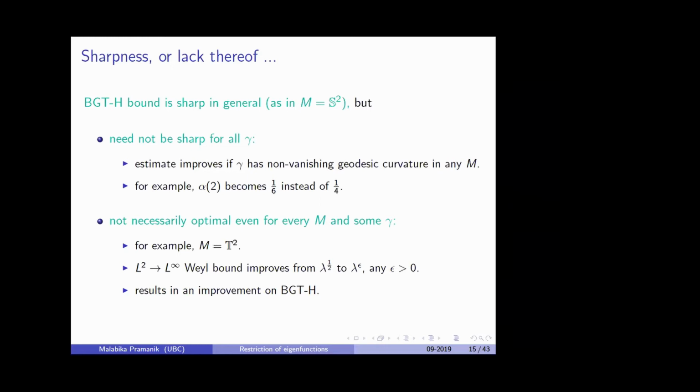For example, on any manifold, if one chooses a curve of non-vanishing geodesic curvature, the exponent 1/4 at p equal to 2 improves to 1/6. On manifolds where there is a pointwise Weyl bound improvement, for example, the d-torus, the bound improves again, this time for all curves.